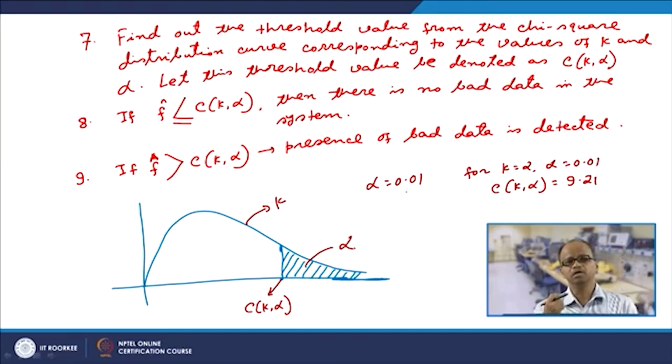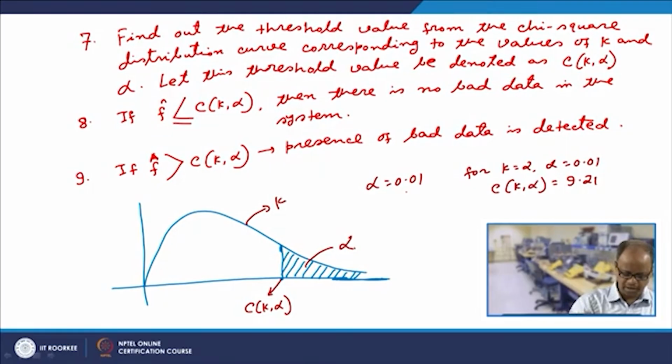But if the calculated value of f hat crosses this threshold value, that means the calculated value of f hat is quite high, or in other words, at least some value of E I hat is quite high. That means there is probably at least one meter which has gone bad. So we detect the presence of bad data, but now the question is, how do I detect which one has got bad data?